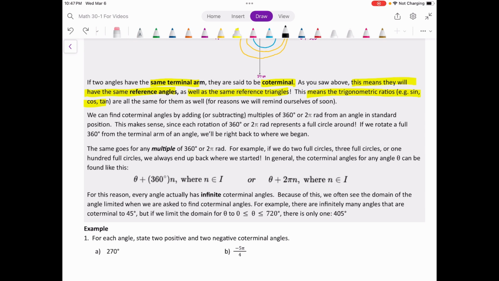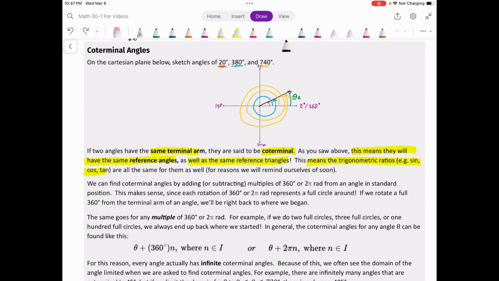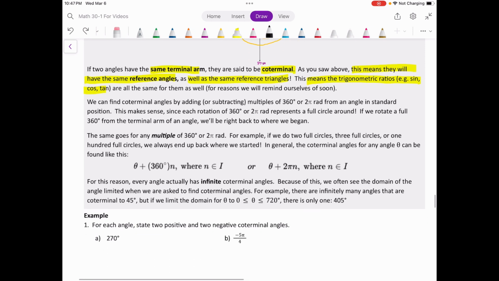So how can we find a coterminal angle? Let's think about that. What did we have to do to go from 20 to 380? Well, we had to do another full rotation, right? How did we get from 380 to 740? Added in another full rotation, right? 2 full rotations counting from 20 gets us to 740, okay? So that's how we can find any coterminal angle. We can add or subtract multiples of 360 degrees or 2 pi radians, because that's just a full circle, from any angle in standard position.